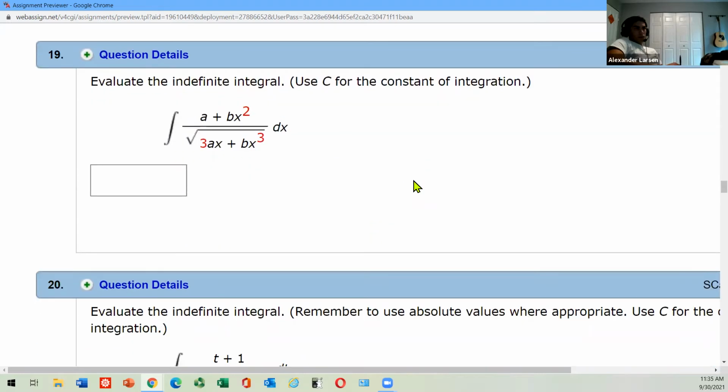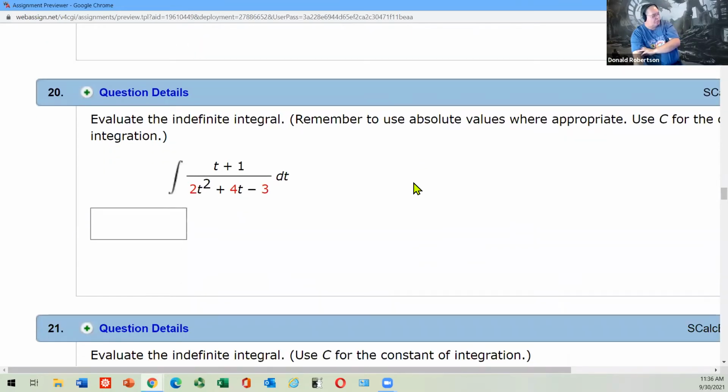Okay. That one looks ridiculous. The answer's actually easy. Anybody? Who's the u sub in 19? 3ax plus bx cubed. Agreed. Isn't it the guy inside the square root? No matter how weird it looks. And I don't know if we get time, but that one's actually not that bad. It looks horrible, but it's not.